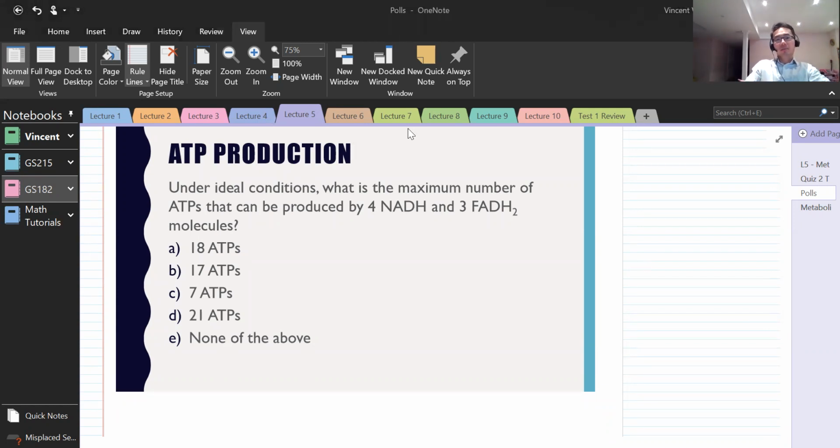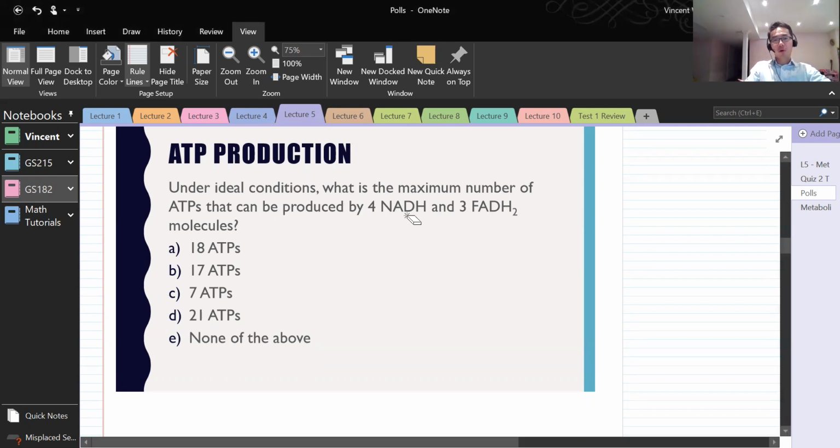So this is quite an easy question. Here we have 4 NADH. All we have to do is multiply by 3, right? Okay, so 4 times 3 is 12. And for FADH2, we multiply by 2, because each of these can produce 2 ATPs. Each of these can produce 3 ATPs. So you add them together, 12 plus 6 is going to be 18.